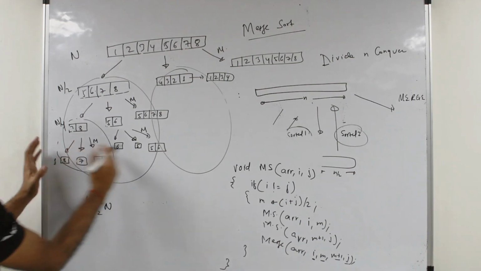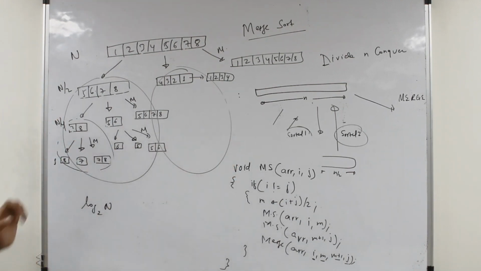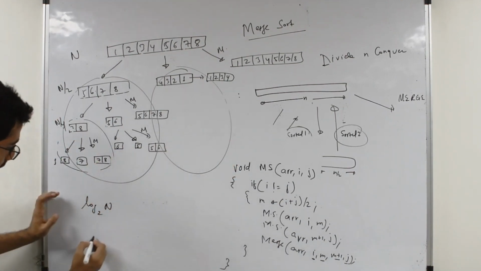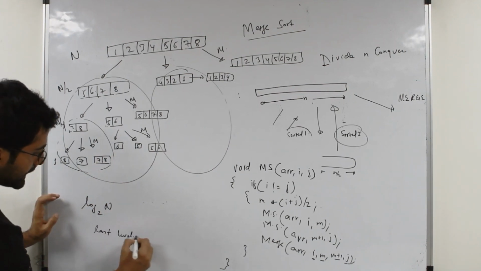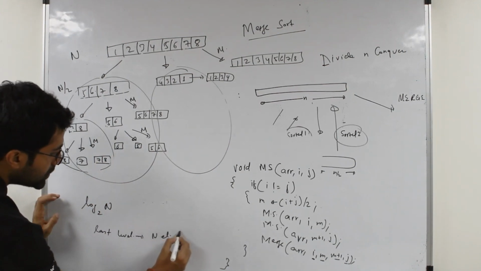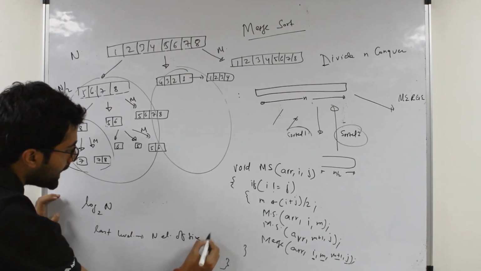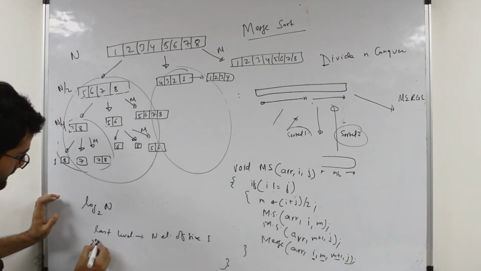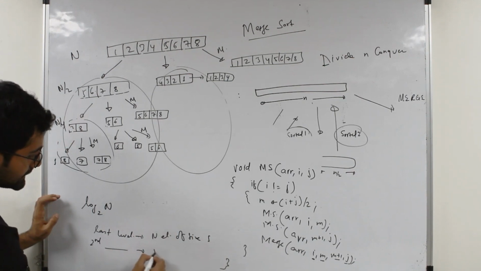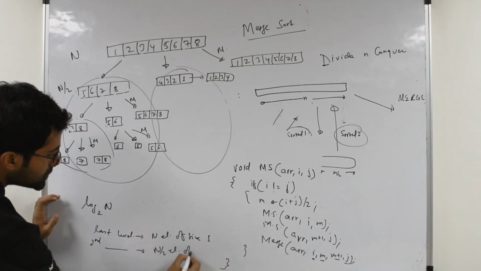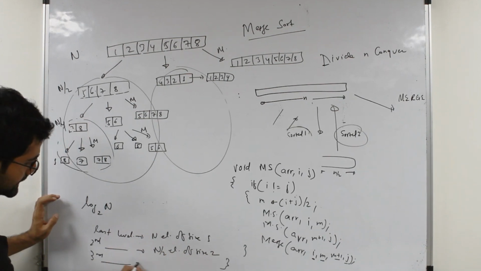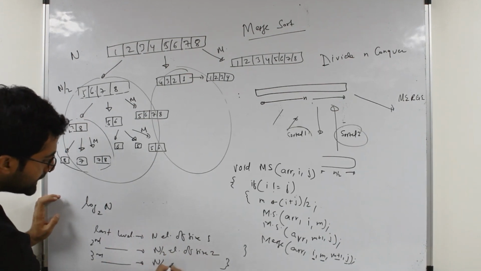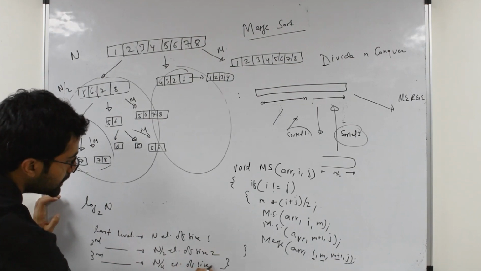And now, in each level, how many operations are happening? In the last level, there are n elements of size 1 each. In the second last level, there are n by 2 elements of size 2 each. In the third last level, there are n by 4 elements of size 4 each.